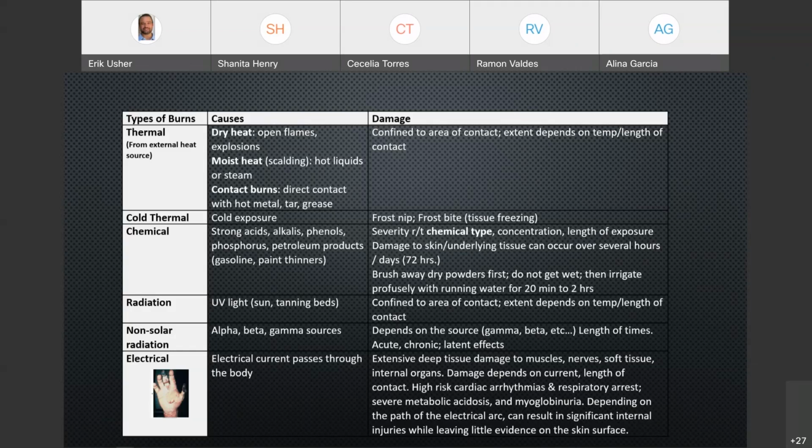They can get severe metabolic acidosis and myoglobinuria, because all of that muscle destruction spills myoglobin into the blood and then through the kidneys, and they can get significant kidney damage. Depending on the path of the electrical arc, it can result in significant internal injuries, and it sometimes leaves little evidence of the external contact. I've taken care of patients who have been electrocuted and have just a tiny little entrance, a little bit bigger exit on the opposite side of the body, but total destruction throughout.